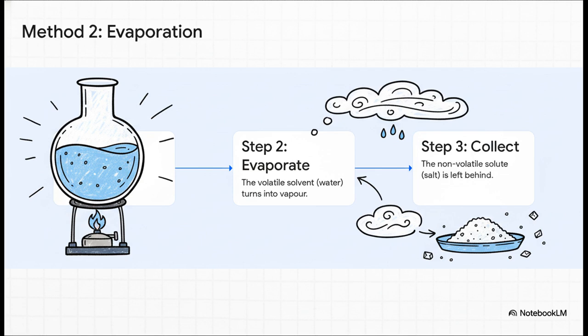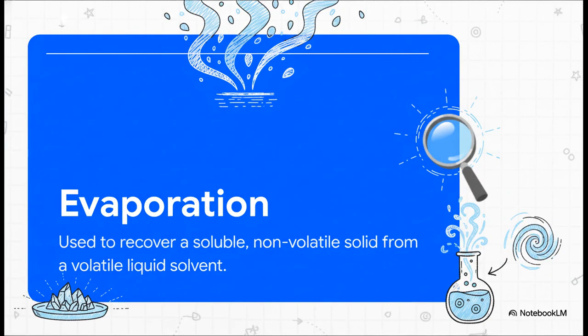The salt, on the other hand, does not turn into a vapor. It is non-volatile. So, as we heat the solution, the water turns into steam and escapes into the air, and what is left behind? The solid salt. So let's summarize. When should we use evaporation? We use it when we want to get a dissolved solid back from a liquid, and we are not worried about keeping the liquid.